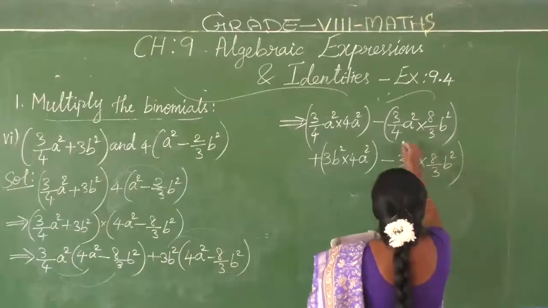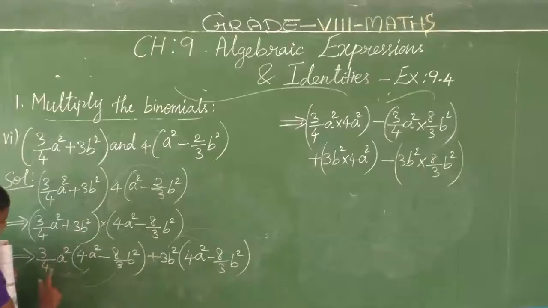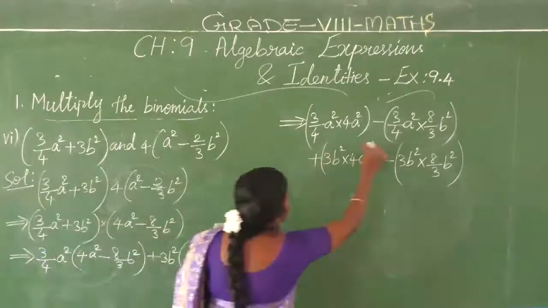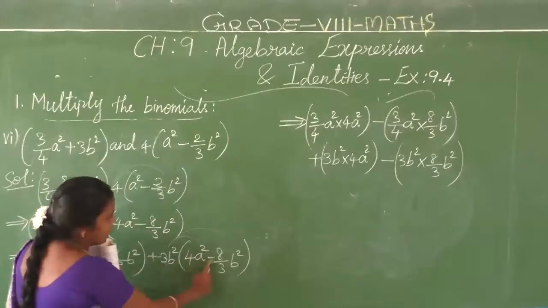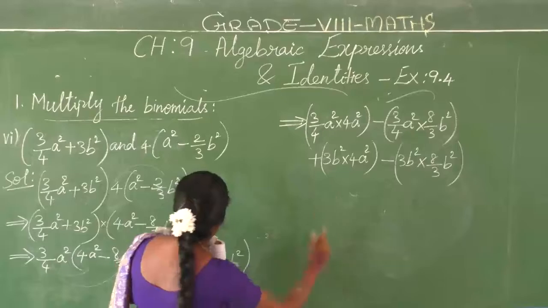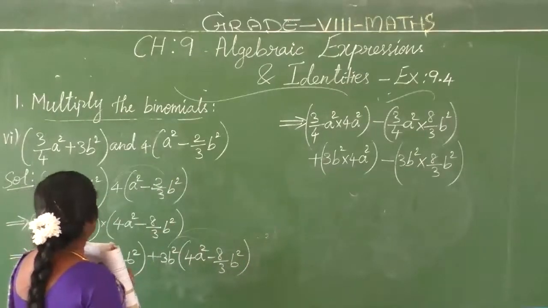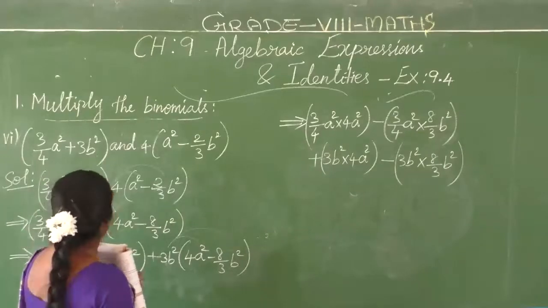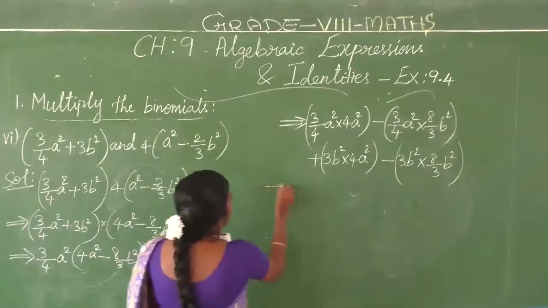Clear, children? How is this step coming? See, this is distributive: a into (b minus c) equals a into b minus a into c. Based on that, these two parts are coming. Likewise, come to the second part, this into this minus this into this. Okay? Okay, now multiply.